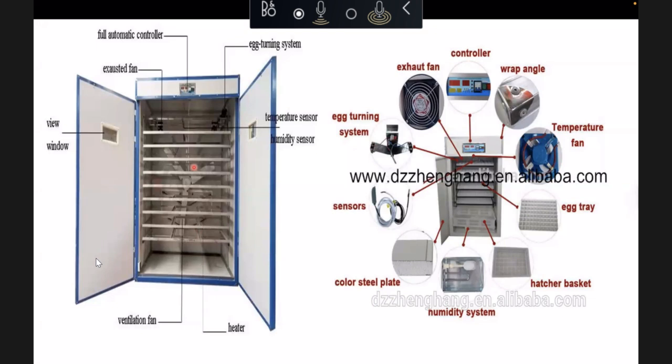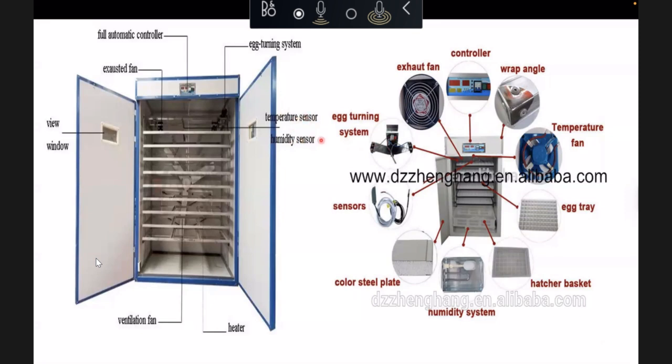incubator. And if you have time, you can also search on YouTube. You can easily find the turning of eggs inside an incubator. And inside we also have a temperature sensor, humidity sensor, etc. Several sensors, so that we can control if the temperature and humidity are going out of control.